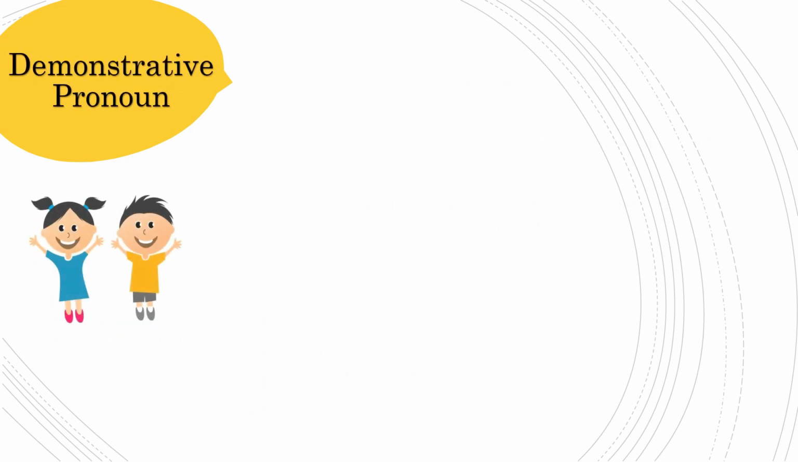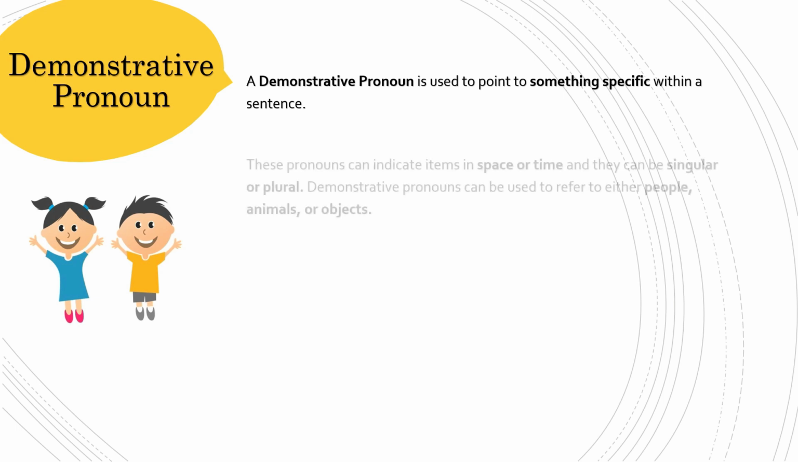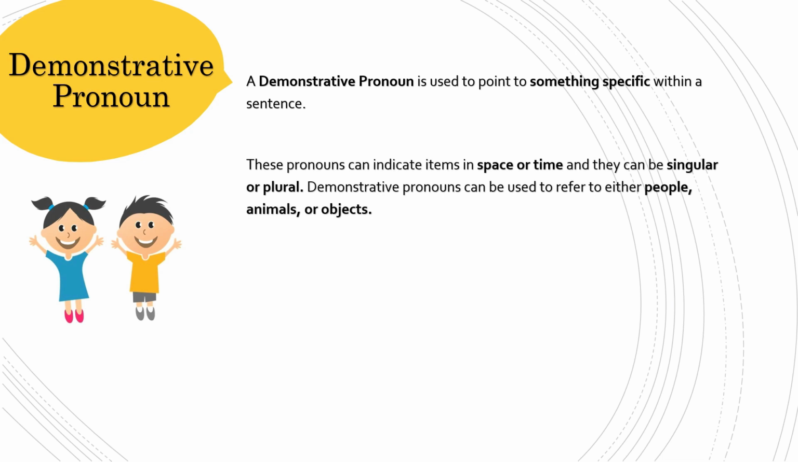Demonstrative pronoun. A demonstrative pronoun is used to point to something specific within a sentence. These pronouns can indicate items in space or time, and they can be singular or plural. Demonstrative pronouns can be used to refer to either people, animals, or objects.